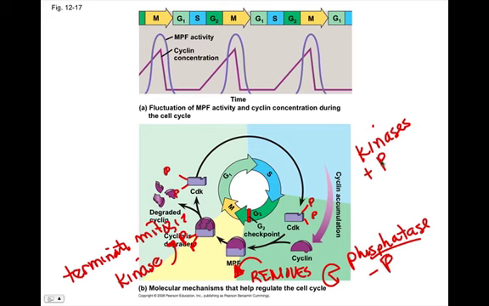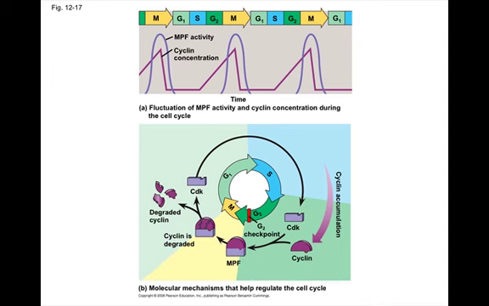And just about every kinase has an alternative phosphatase. So kinase adds it, phosphatase removes it. And so there's a phosphatase that removes these phosphates here. And this phosphatase is called CDC25. Like that. So there are two major ways that this MPF is regulated. And when they are activated, the cell will go into mitosis.